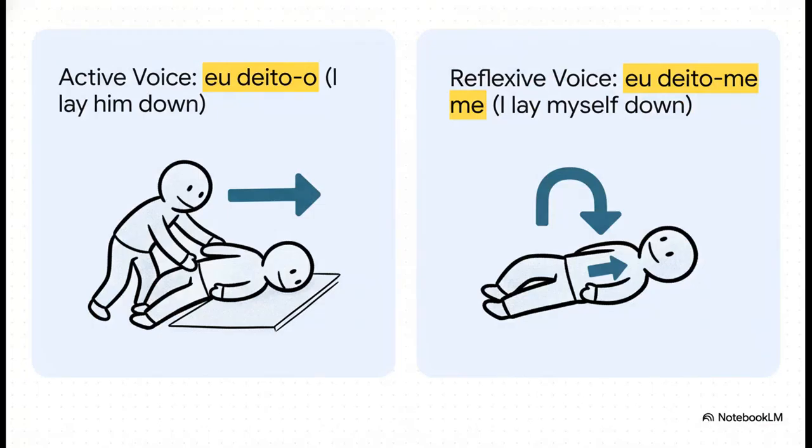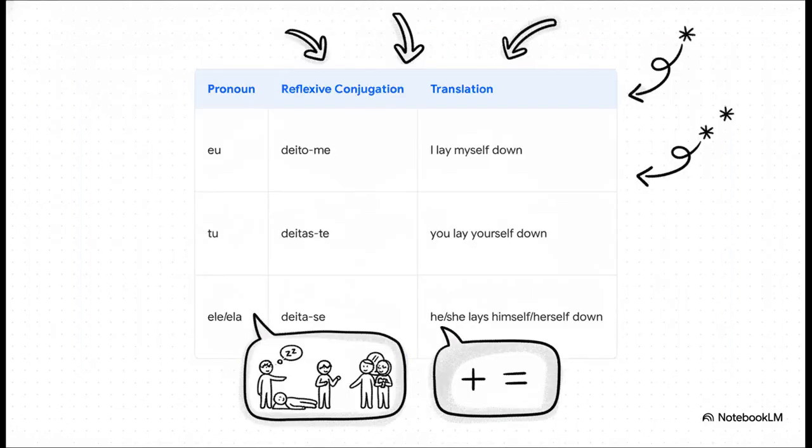And this right here shows the difference perfectly. On the left, the active voice, I lay him down. See? The action is going outwards, to someone else. But on the right, the reflexive voice, I lay myself down. The action boomerangs right back to me. And here's the best part. You already know how to do this. You just take the regular present tense forms we learned a minute ago, deito, deitas, deita, and you just stick a little pronoun on the end. It's me for myself, te for yourself, se for himself or herself. You're not learning a whole new thing, you're just adding a little piece.